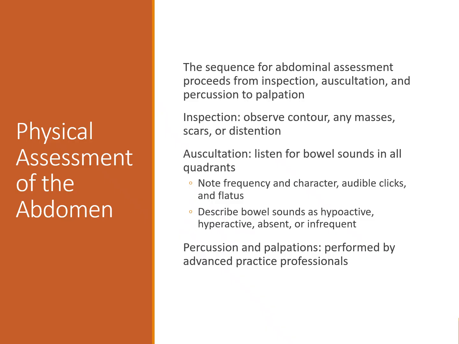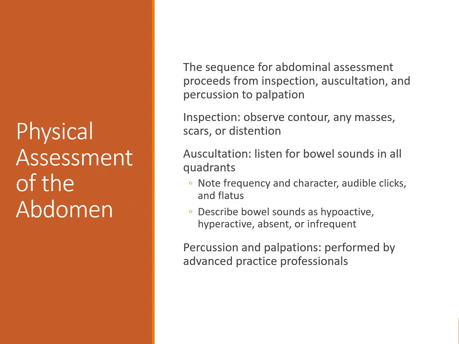Okay, for physical assessment of the GI system, we focus on the abdomen, anus, and the rectum areas. That'll help us identify constipation, diarrhea, or bowel obstructions. For the abdominal assessment, we'll follow this sequence. We'll do inspection first, always, and then auscultation, and then percussion and palpation. This prevents percussion and palpation from altering any natural bowel sounds that you would hear through auscultation.